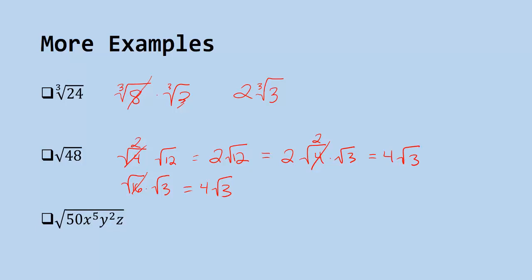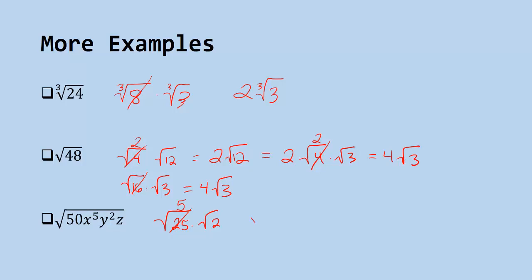So here's one that's got multiple terms. Again, it's square root. We'll start with 50. I need a perfect square number that is a factor of 50. Well, again, I know square root 25 times the square root 2. 2 times 25 is 50. So the 25 becomes 5, and I have square root 2.